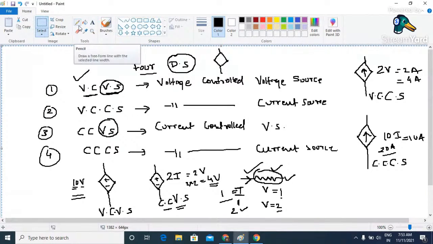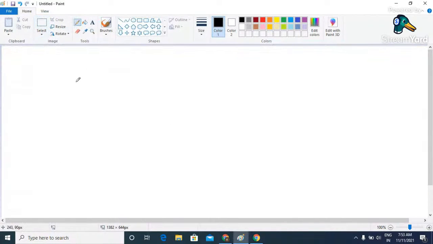So finally, we conclude that if we have a dependent voltage source, it must be a diamond shape with fixed polarity, plus minus, like this. So these are nothing but your voltage source. Here again it is nothing but a voltage source. Now suppose we define the magnitude of this voltage source like 20V.